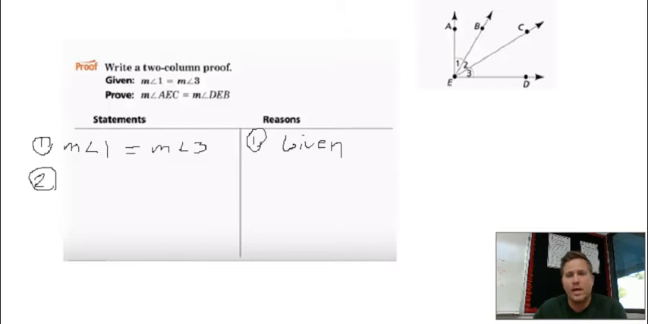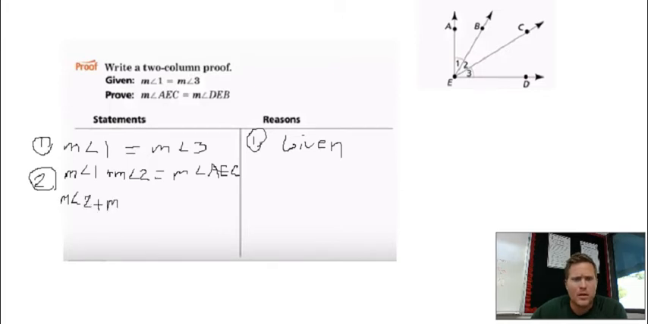Alright, so we're on step number 2 right here. Okay, so we know that when we take angle 1 and angle 2 and add those together, we're going to get this angle AEC. And when we do the same thing with angle 3 and 2, we're going to get angle DEB. So we want to show that. We're going to show that the measure of angle 1 plus the measure of angle 2 is going to equal the measure of angle AEC. Alright, so when we took those two angles together, it added to angle AEC. The two little ones added to the bigger one. And we can double up on this one right here, and say that the measure of angle 2 plus the measure of angle 3 is going to equal the measure of angle DEB.